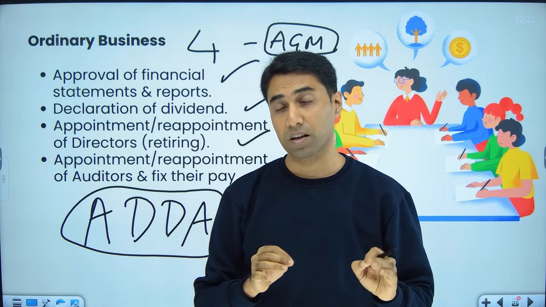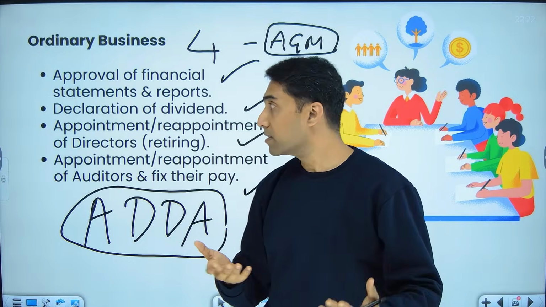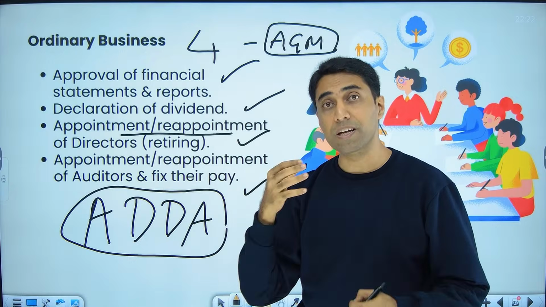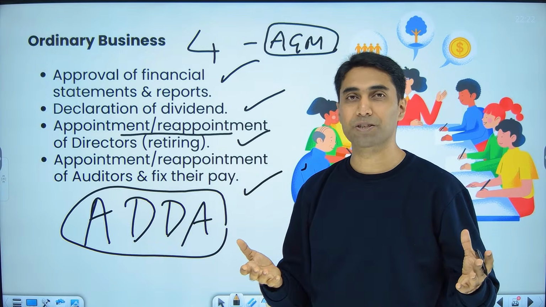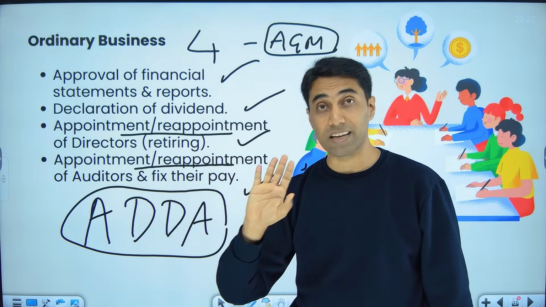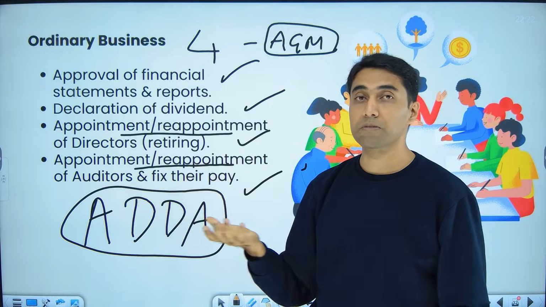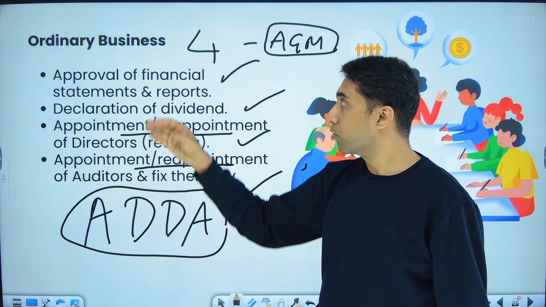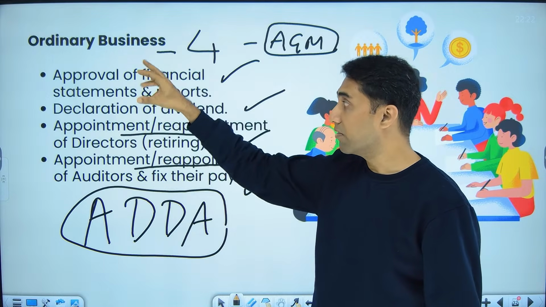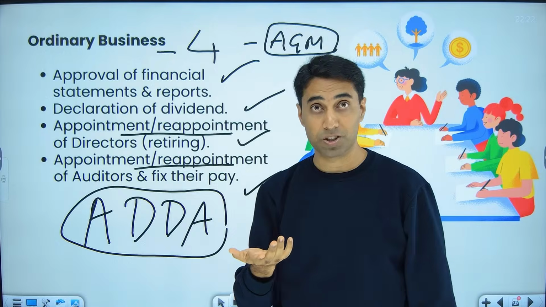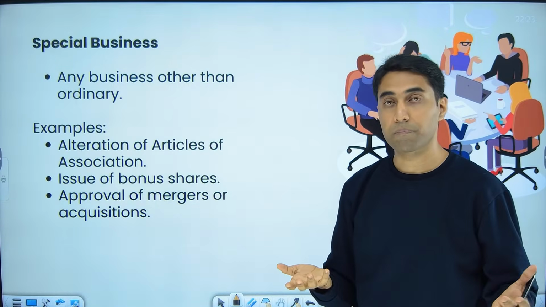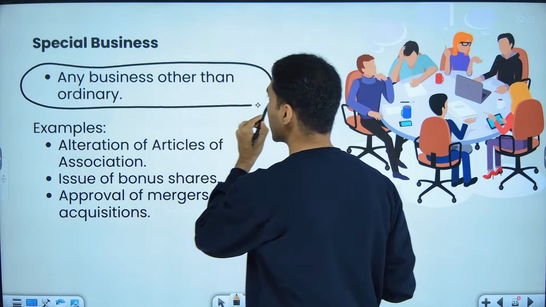That is the first thing you should understand. So if you ask me, sir, what happens if I do the appointment of directors in the place of retiring ones in an EGM? It becomes a special business. What happens if I do appointment or reappointment of auditors in an EGM, not AGM, in an EGM? Then it becomes a special business, right? So only if these 4 items are discussed in an AGM, we call it ordinary business. If these items are discussed in an EGM, we call it a special business. Please remember that concept, right? So what is special business? In simple terms, any business other than ordinary.